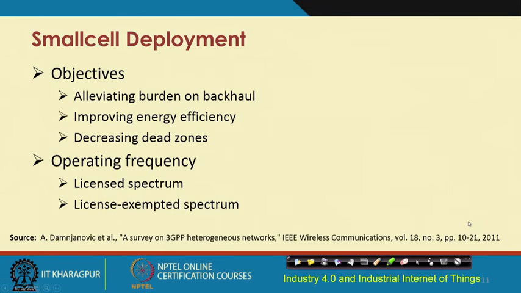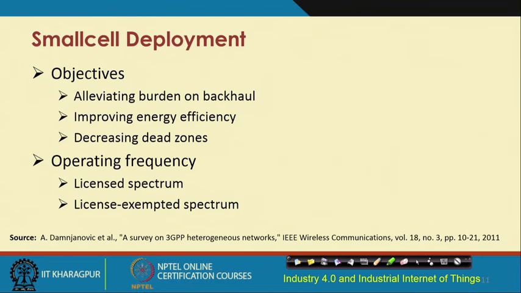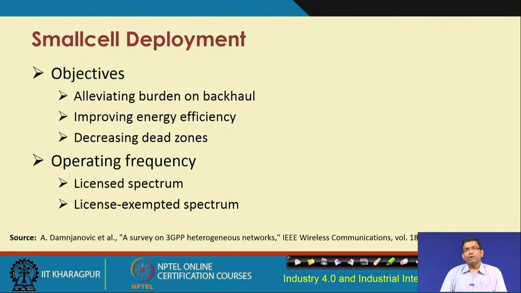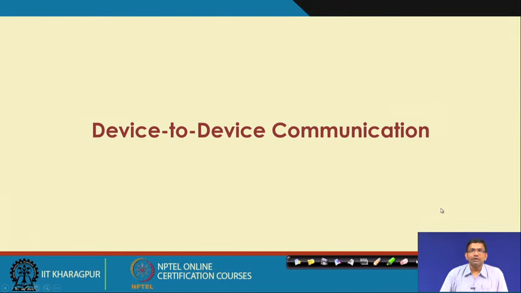Small scale deployment: here we are talking about addressing objectives such as alleviating the burden on the backhaul, improving energy efficiency, and decreasing dead zones. Dead zones are basically the ones where the signals do not reach. So, if there are dead zones where the signals do not reach, the small cell deployment will help in offering connectivity in those dead zones. Regarding operating frequency, these small cells support both licensed spectrum as well as license exempted spectrum. So, it can be supported by both of these types of spectrum.